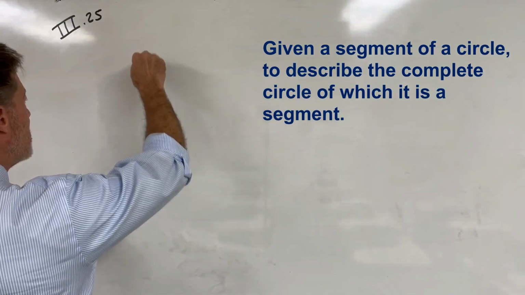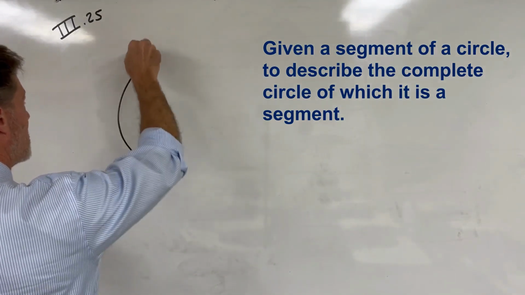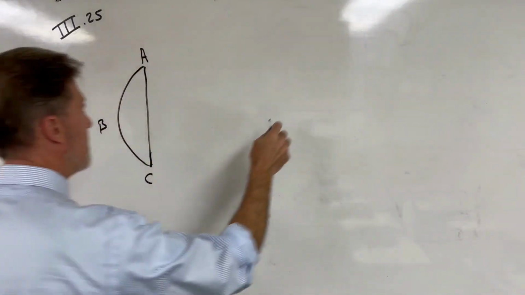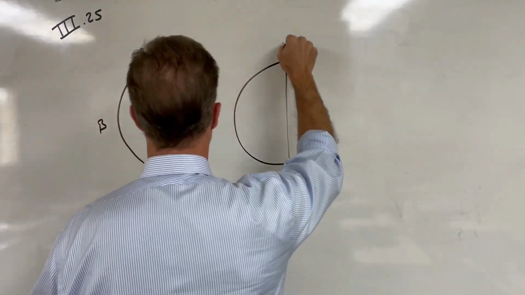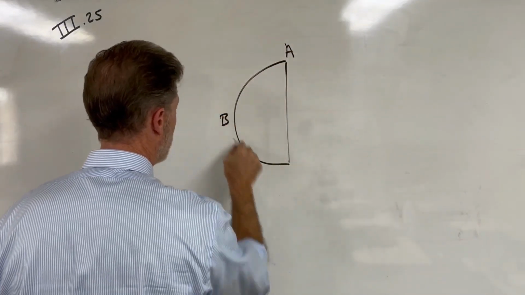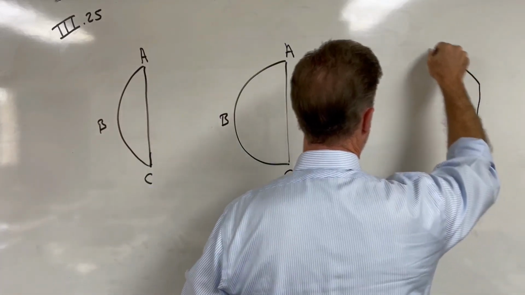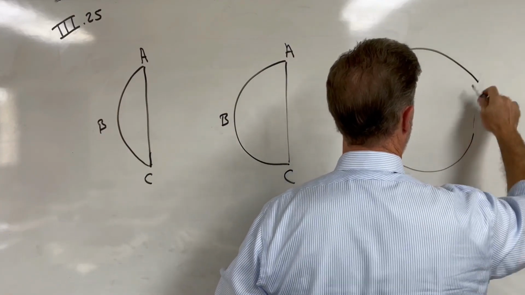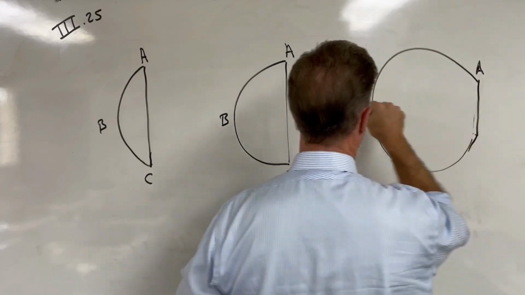So we can have different sized segments, and Euclid envisions that we can have three basic kinds of segments. Here's a segment that is less than a semicircle, and here is a segment that we're going to see later is exactly a semicircle. And we can have a segment that is greater than a semicircle, and it'll look like this.